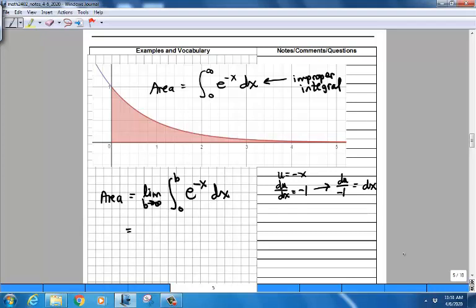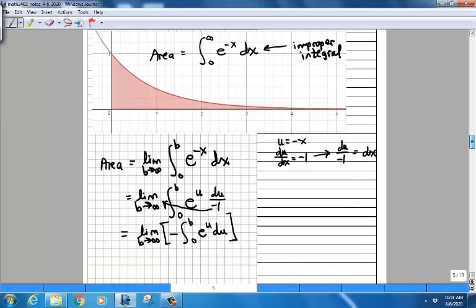Again, I have to carry the limit along for a little while here, but I'm not actually going to evaluate the limit until the end. So I have the limit as b goes to infinity of the definite integral from 0 to b of e to the u du, and then dx, which is du over minus 1. But this minus 1 we can factor out. So I have the limit as b goes to infinity of minus the definite integral from 0 to b of e to the u du.